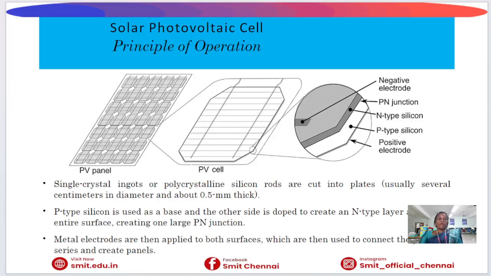Solar cells are manufactured by cutting single crystal or polycrystalline silicon ingots into thin wafers. The base material is generally p-type silicon. One surface is then doped to form an n-type layer, creating a p-n junction. Metal contacts are placed on both surfaces to collect the generated current. Multiple cells are connected together in series and parallel combinations to form solar modules and panels capable of producing useful power.